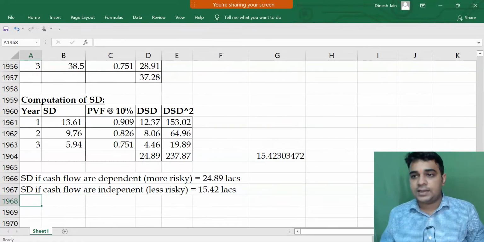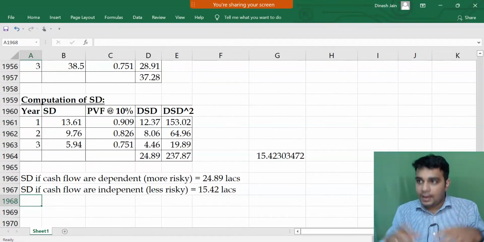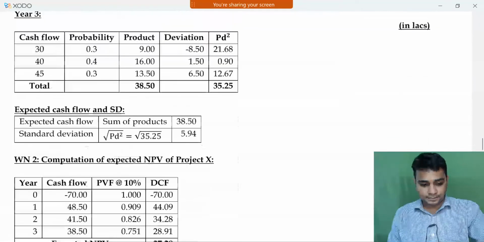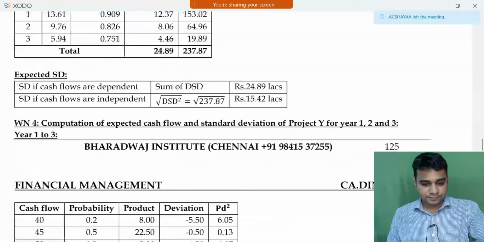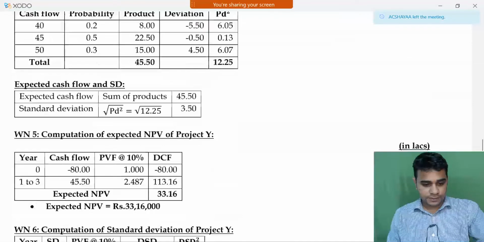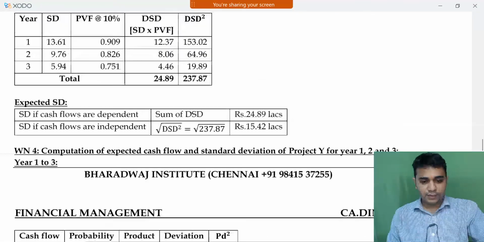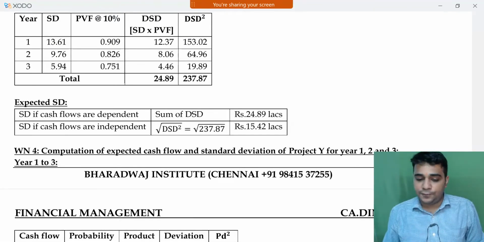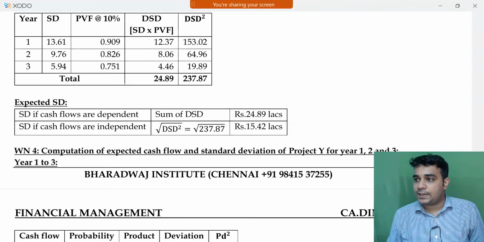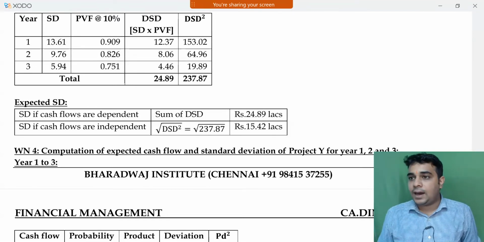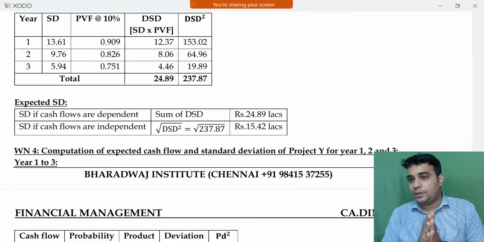It all depends whether the cash flows are dependent or independent. Some question may even go ahead and tell that. You have SD if cash flows are dependent 24.89 lakh, SD if cash flows are independent, which is a square root, you end up getting 15.42 lakh. It depends on whether the cash flows are dependent or independent. If the problem is silent, you will have to do both.